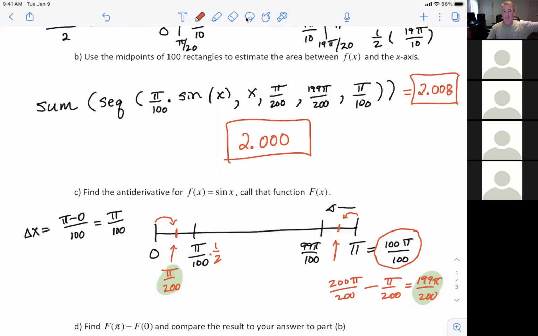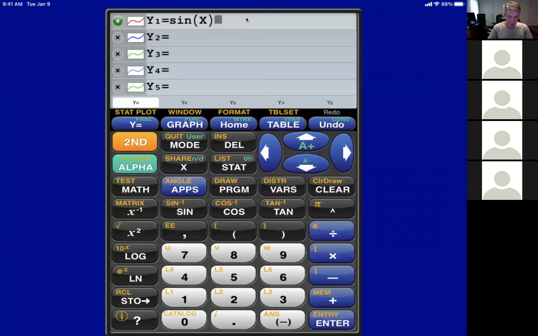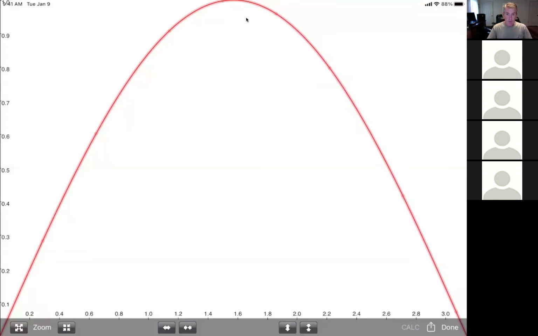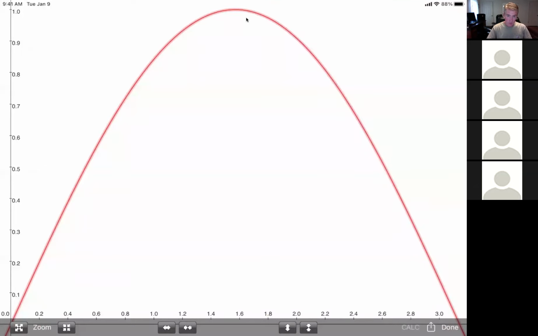Now there's a couple of ways that we could check our answer. One is you could graph the function. So go to y equals and graph sine of x. And it was from 0 to 2 pi. So I'm going to change the window. Oh, no, it was 0 to pi. I think I said 2 pi, 0 to pi. And if the y values go from 0 to 1, we should be able to see the graph. I'm going to zoom out just a little bit.